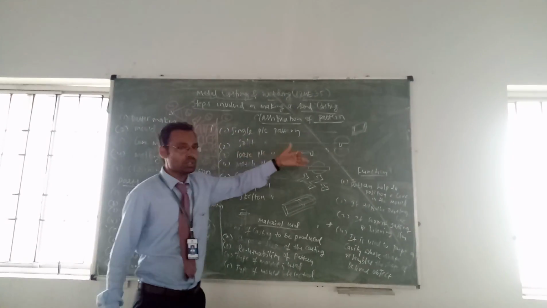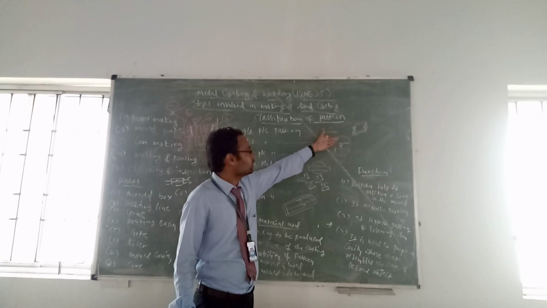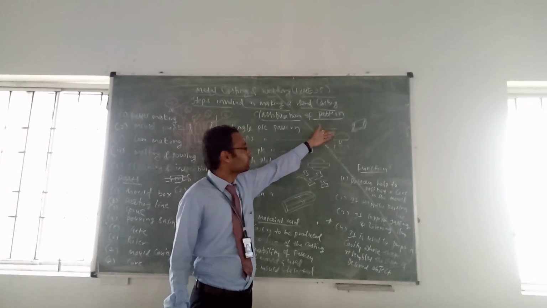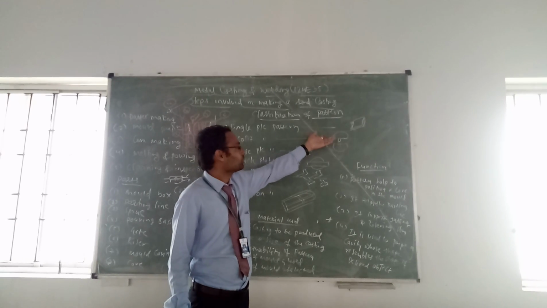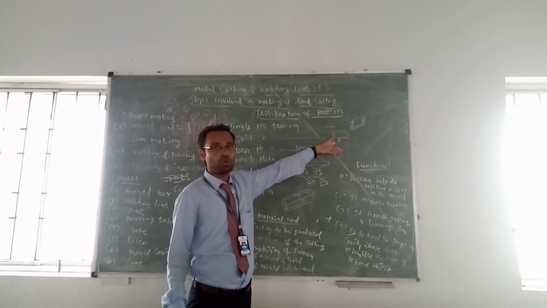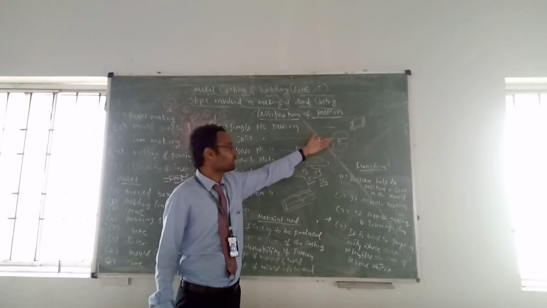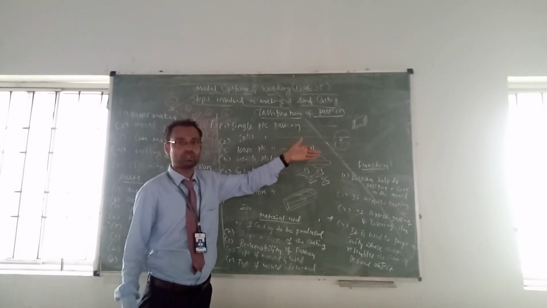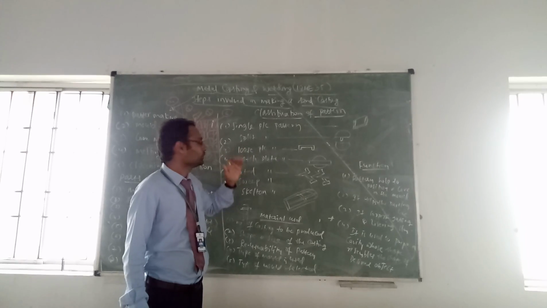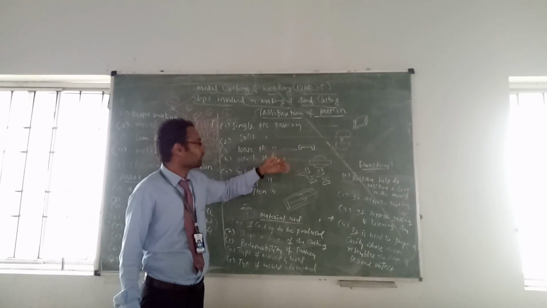Split pattern means two pieces. First you keep one in the cope box and the drag box, put the sand around it and ram it. After ramming, remove this and pour molten metal. You will get this type of product. That is two pieces. Next one is loose piece pattern. You can keep a number of pieces inside the box. You can get different types of pattern.